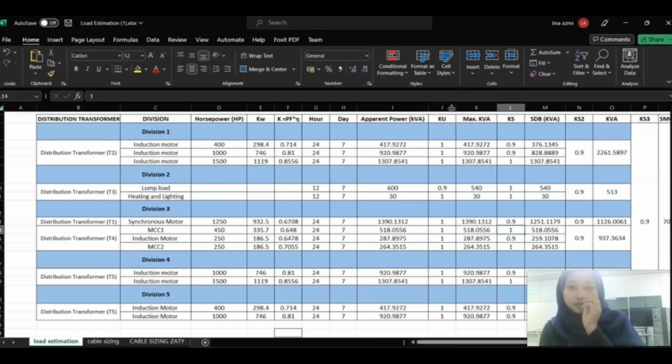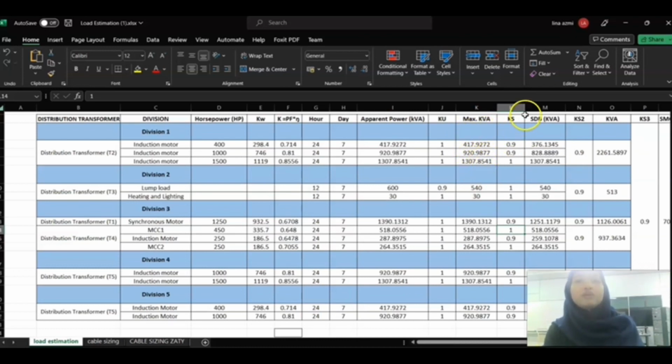And next we have to decide the suitable utilization factor for division 1, division 2, division 3, and division 4. For division 1, the suitable utilization factor is 1, while division 2 for lamp load is 0.9, and heating and lighting is 1 because it operates more. Division 3 is 1, division 4 and 5 is 1. So then we calculate the maximum kVA apparent power for the system.